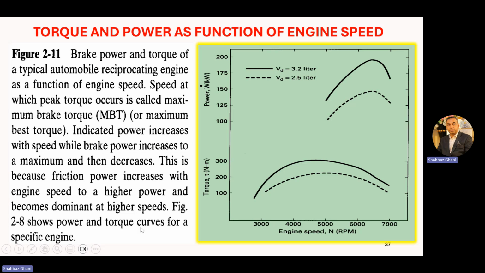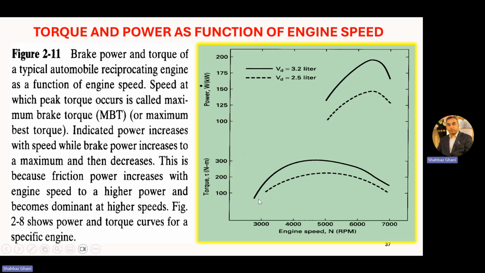This shows power and torque curves for specific engines. We have two engines, one with a displacement volume of 3.2 liters and the other with 2.5 liters. On the x-axis, we have the engine speed ranging from 2000 to 8,000 RPM. On the left side, we have torque in Newton meter, ranging from 10 to 300, and power in kilowatt, from 100 to 200.